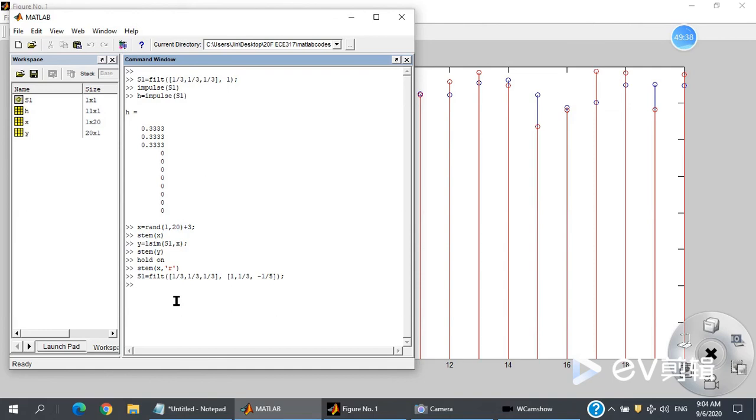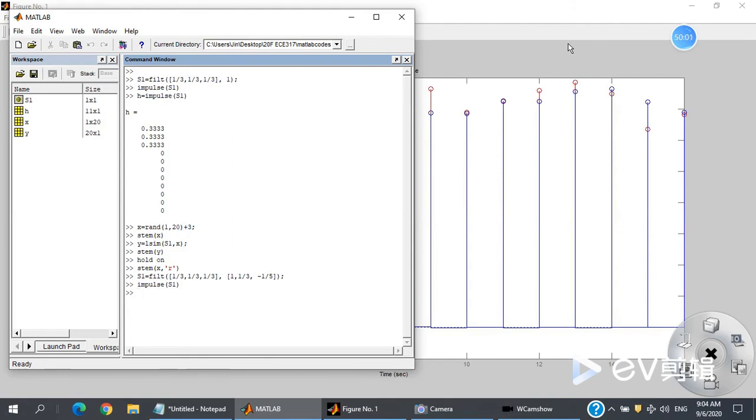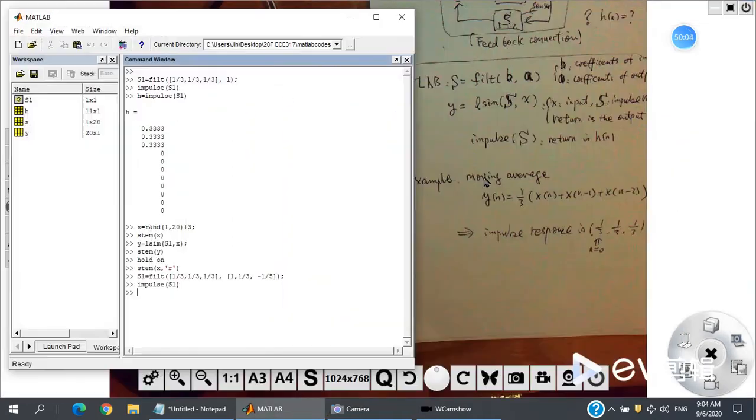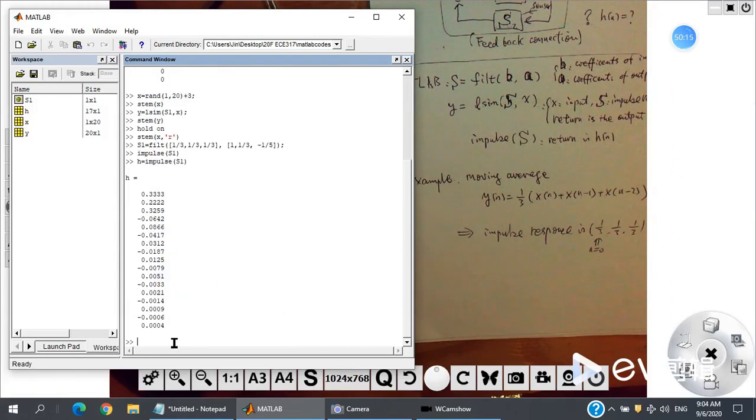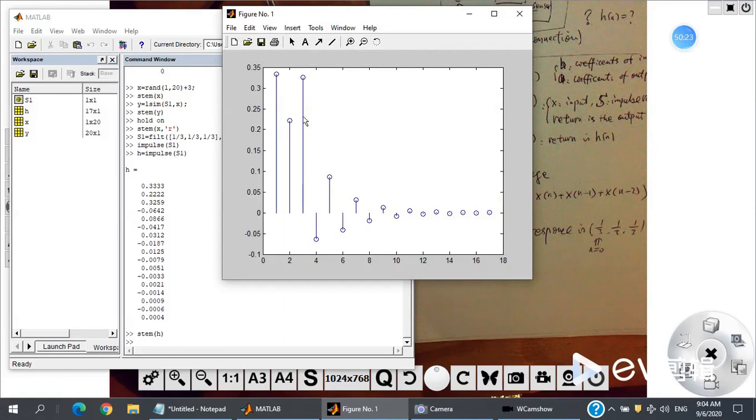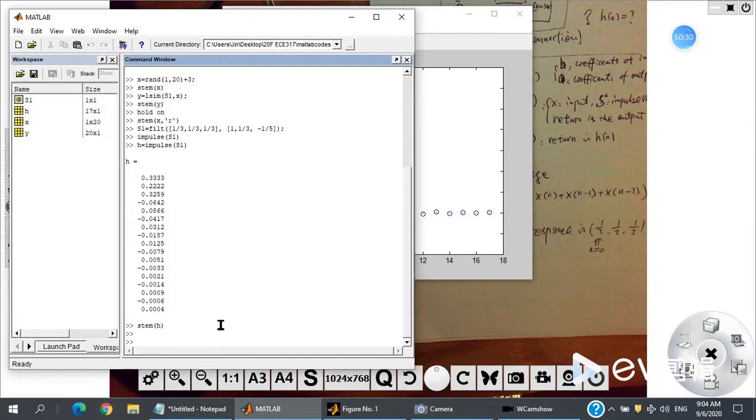I use this as a system. Now the equation contains both x terms and y terms, right? Then the impulse response of S1, or I should use S2 anyway. I already have this S1. I just want to see the impulse response of this system, and I put it in h. Okay, this is h. I can see the stem of this h. This is the impulse response of the second system, and we use the same x.